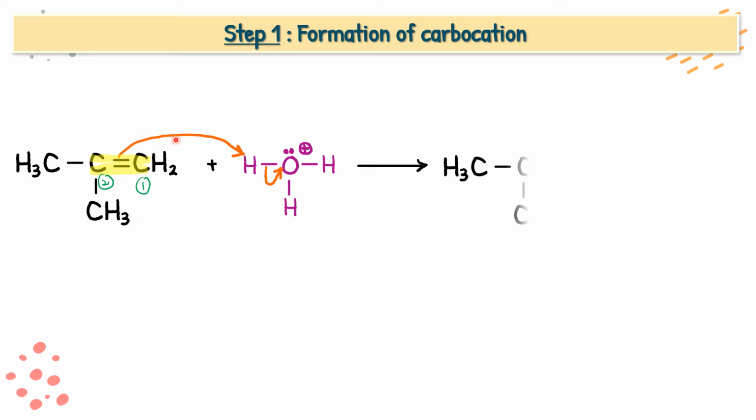So our product will look like this. At the first carbon, we add hydrogen. And at the second carbon, once we have used the bond here, it will become positive. We are going to get our carbocation here, and we also get our water molecule. So, this is step 1.